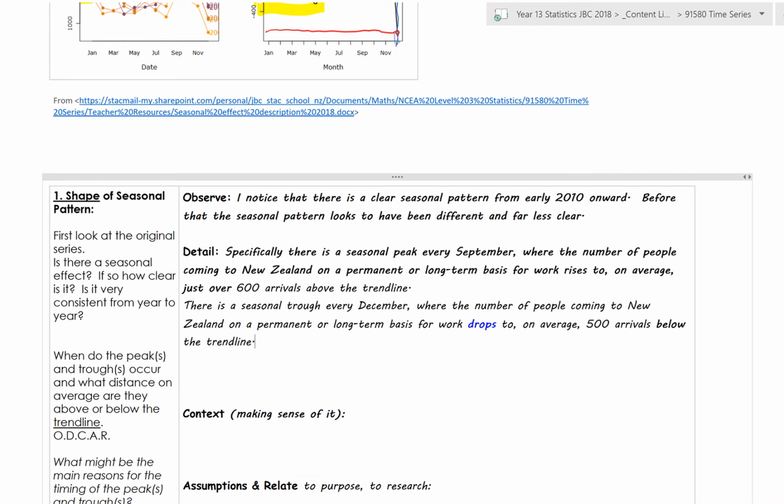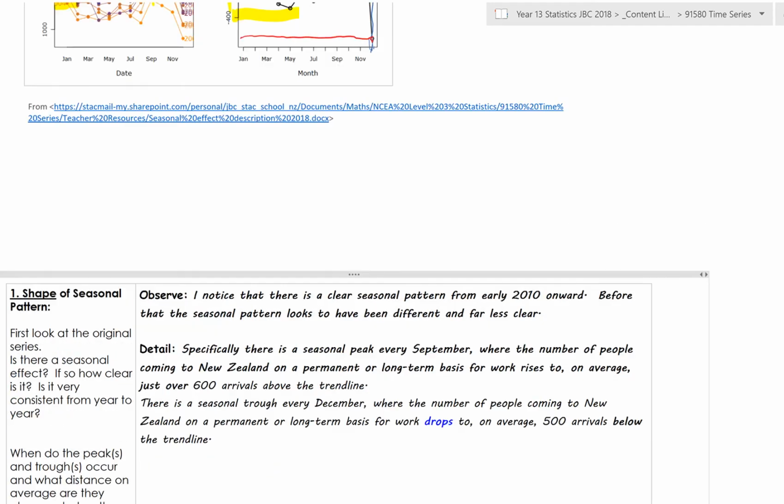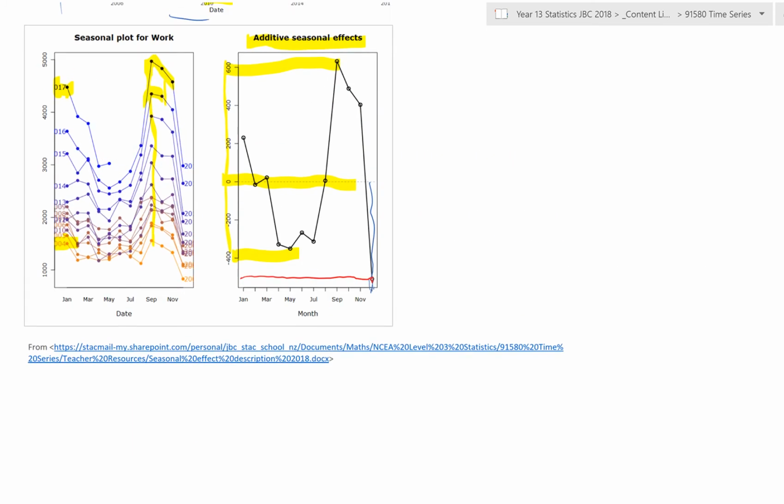Okay, so we've said whether there's a seasonal effect and how clear it is. We've talked about where the main peak and trough are. And then, is there anything else of note when we look at the average seasonal effect? And you want to be looking for consistency here too. Because what I mean by consistency is, notice how the peak in September and the trough in December are both happening every year.